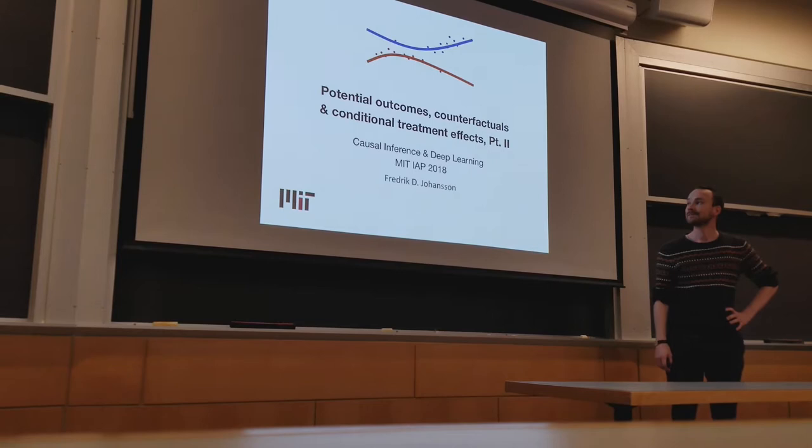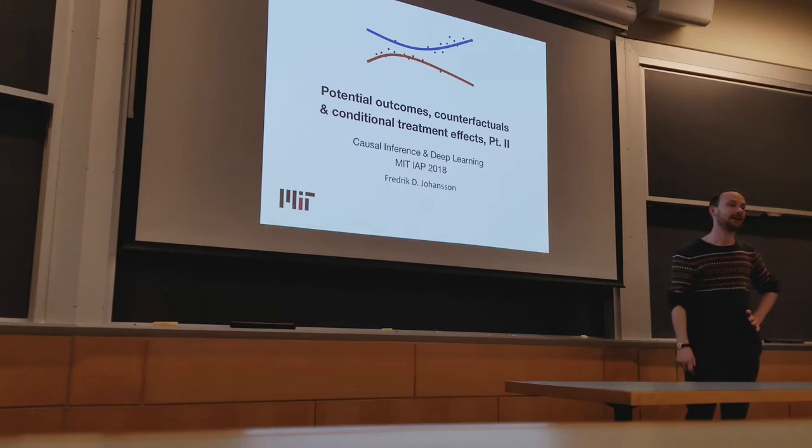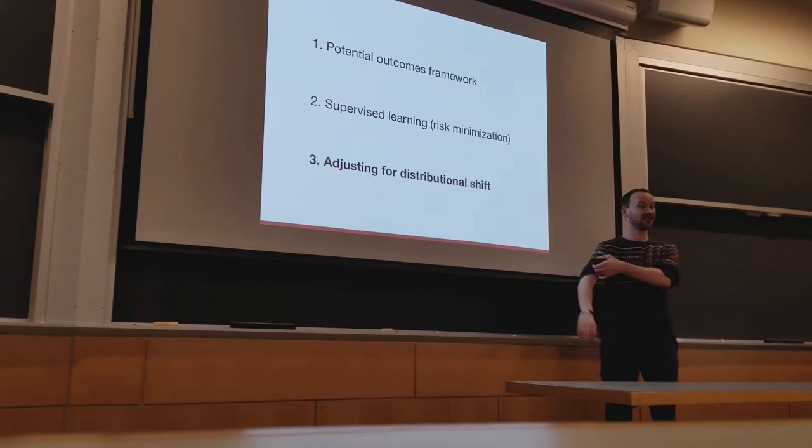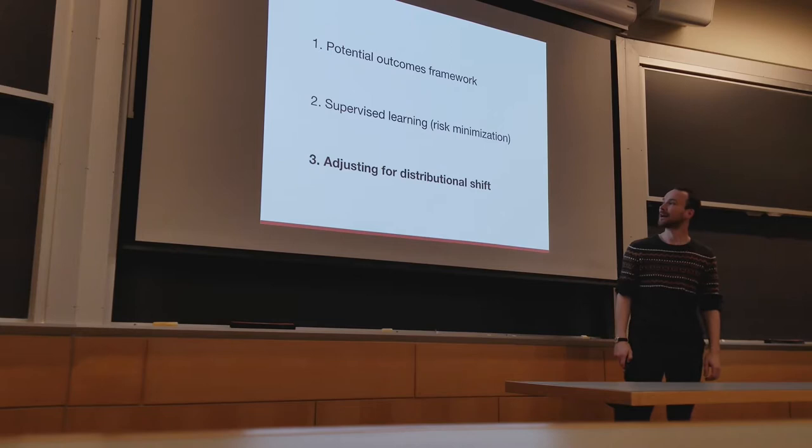Specifically, the problem that we set up yesterday was the estimation problem of potential outcomes, and as a result, also the causal effect, the conditional average treatment effect, CATE. And we were left with this problem that we have a risk that we couldn't estimate very well. So we were left with this third point here of distributional shift and predicting across different distributions. So I'll remind you what that looked like just briefly.